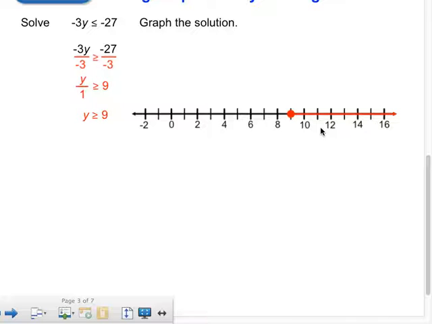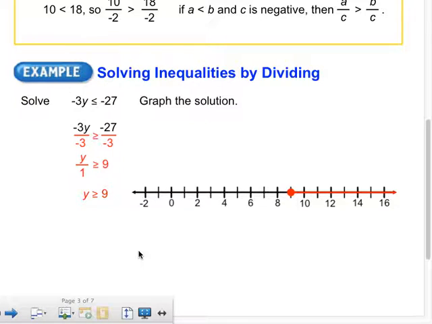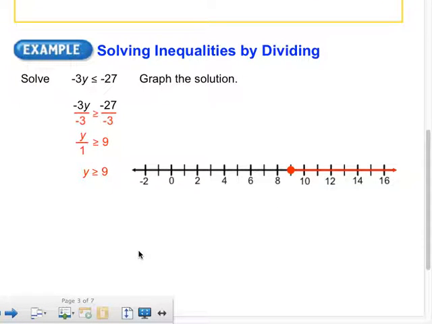Do you see how you're going to test numbers and figure out which side to shade? Any questions about that example? You see how everything's the same as solving equations except you have to change the direction of the sign when what? If we're multiplying or dividing by a negative number.